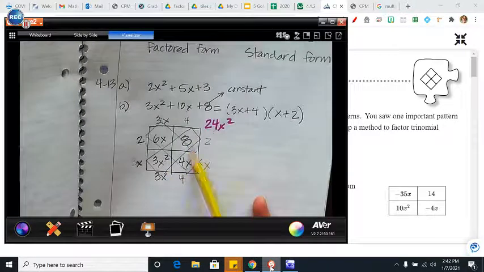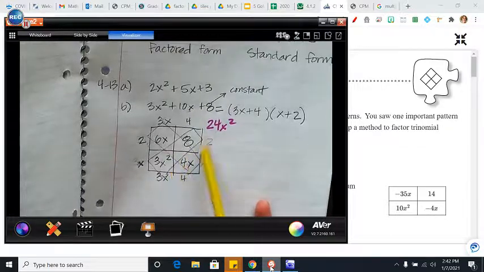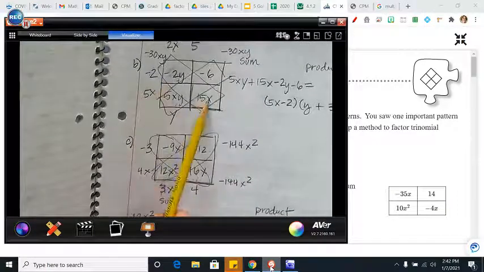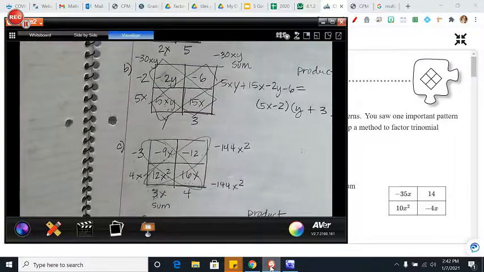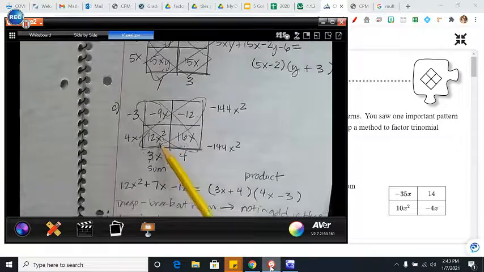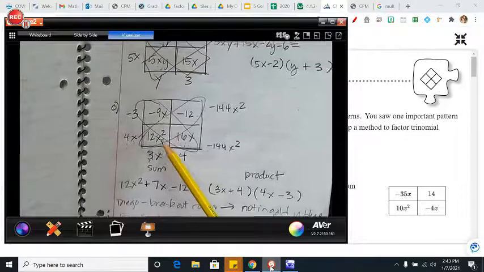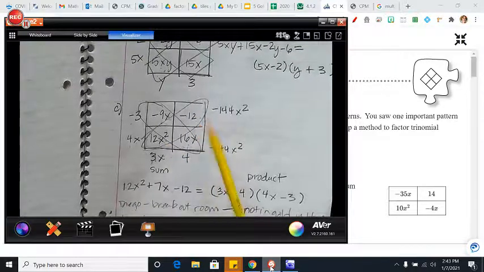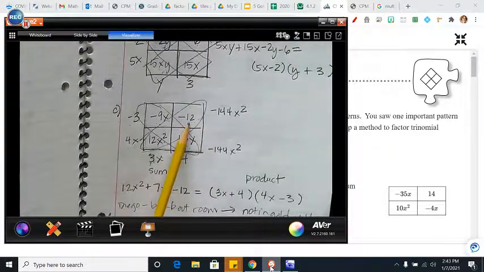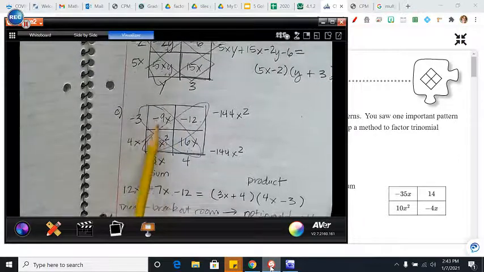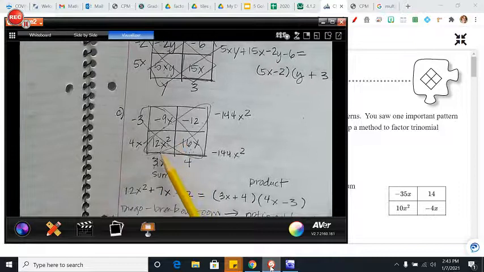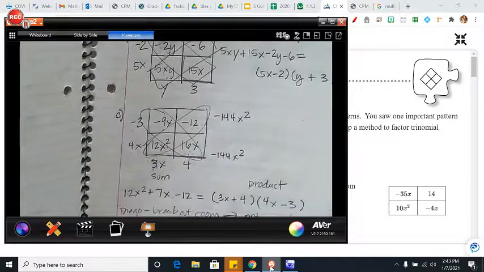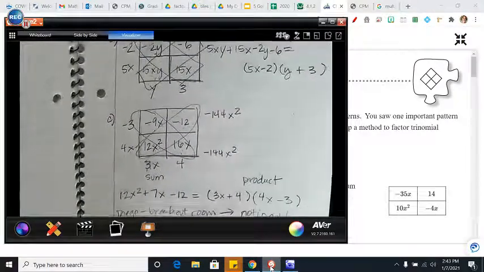3x squared times 8 is 24x squared. 4x times 6x is also 24x squared. So it actually does work. We're dealing with quadratics where the x squared term, the one with an exponent of 2, times the constant, your number that doesn't have a variable, are in opposite corners, and your x terms are in opposite corners. The product of these two terms is always going to be the same as the product of these two terms. That was just a pattern that we noticed.